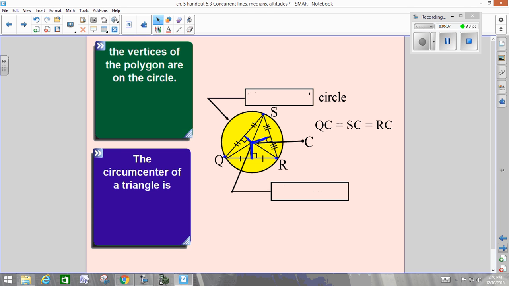The perpendicular bisectors of a triangle are concurrent at a point that is equidistant to the vertices. That's theorem 5.6. So these red lines that go to the vertices are all congruent. Now look in relation to the circle. How are those red lines related to the circle?